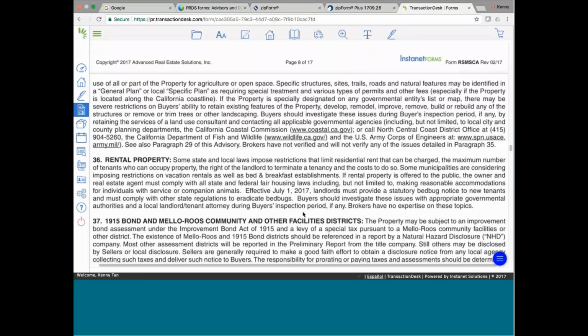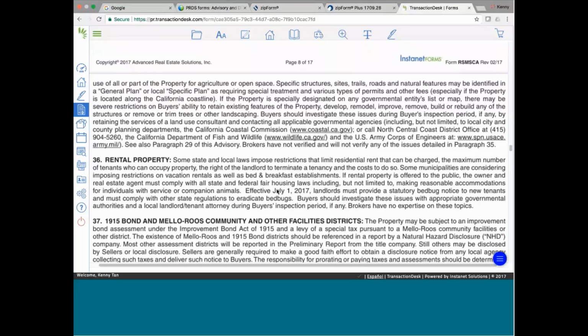That's right. Now there's a law that's effective July 1st, 2017, right? Landlords must provide a statutory bed bug notice to new tenants and must comply with any other state regulations to eradicate bed bugs. This is a brand new law. So you got a new tenant that just came in, right? And right now we're after July 1st. So you are supposed to warn the tenant if there are bugs on the property, okay? In the future.